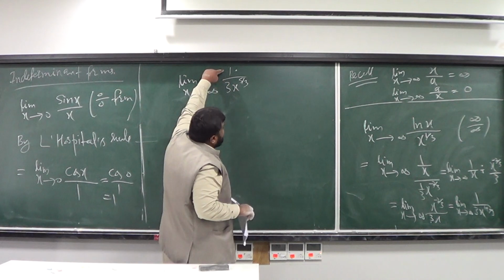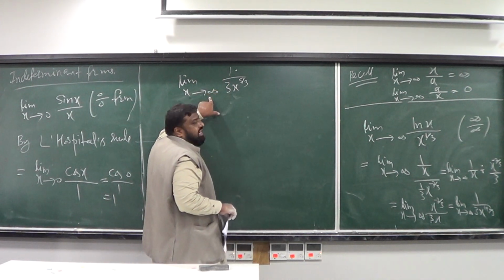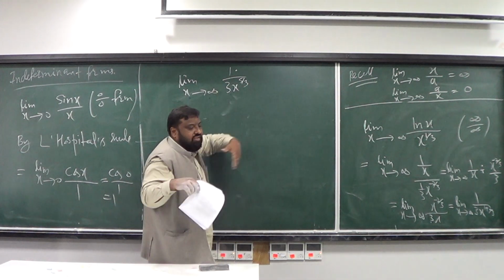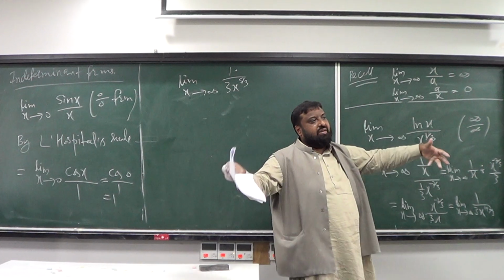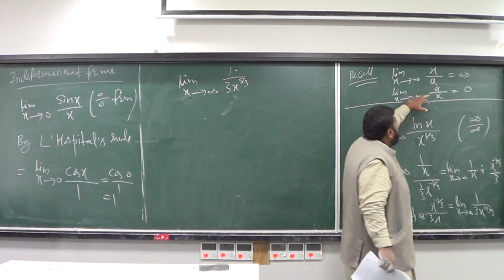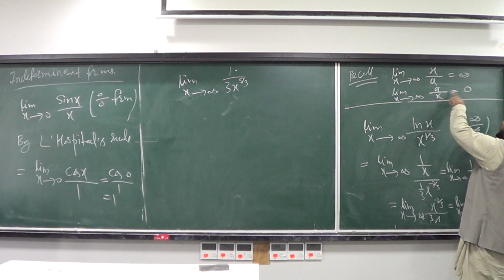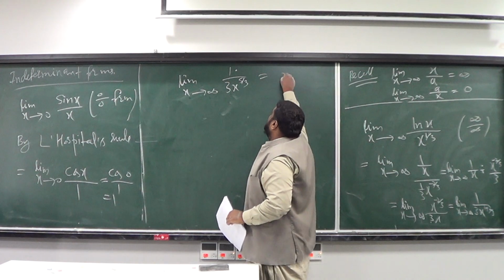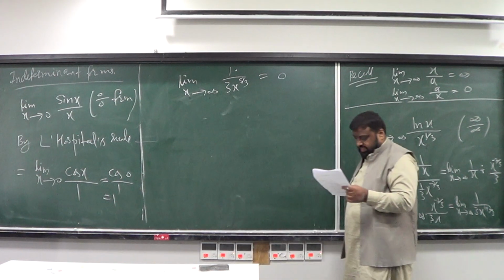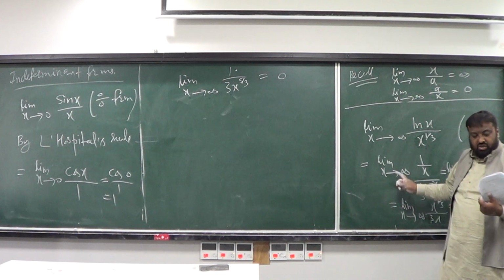So my numerator is a constant and denominator is getting bigger and bigger and bigger, so x is getting bigger. So when you say that x goes to infinity, it means that it's getting bigger and bigger and bigger. And when your numerator is a constant and denominator is getting bigger and bigger, you should get a 0. So this should be equal to 0. So the limit is 0.